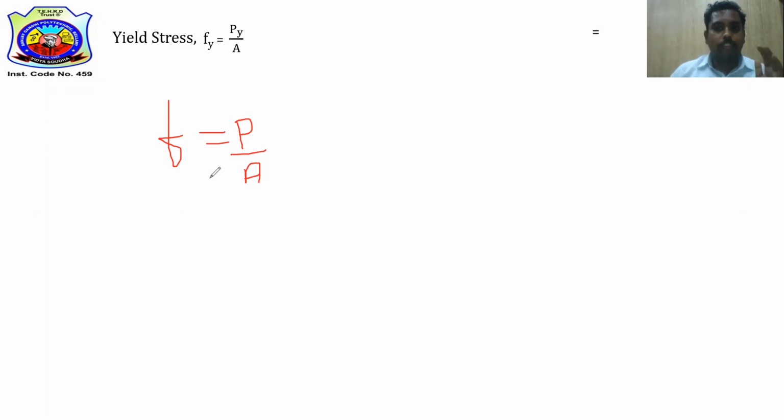If I need yield stress, yield is nothing but you need to add Y here. If it is a yield stress, you need to take the load at yield point. Just add Y at F and P. In case I want to calculate the ultimate stress, just add U for F and also for P. That's it. This is the formula.